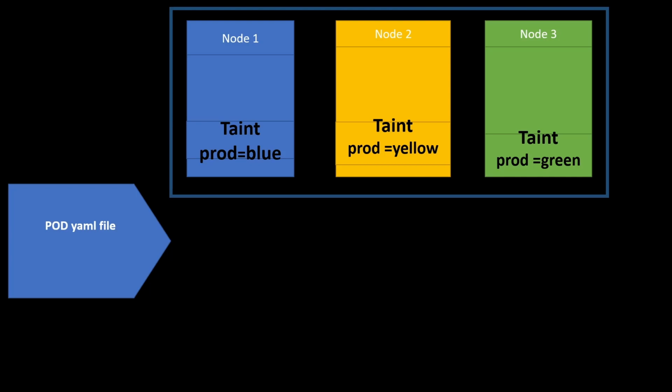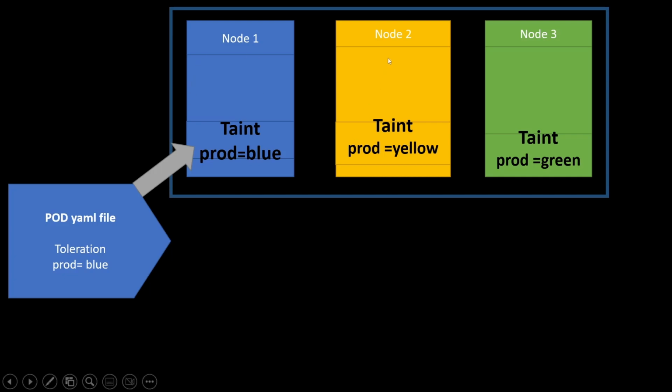If we create a pod on this cluster, it will not be scheduled on any node because on all these nodes we have set taints. As per the customer requirement, this pod must be scheduled on node 1 only. In this scenario, we can add a toleration prod equal to blue. When the request comes to the scheduler, it checks that in the pod configuration file, toleration is set to blue. So it will schedule this pod to node 1 only, not on node 2 or node 3.